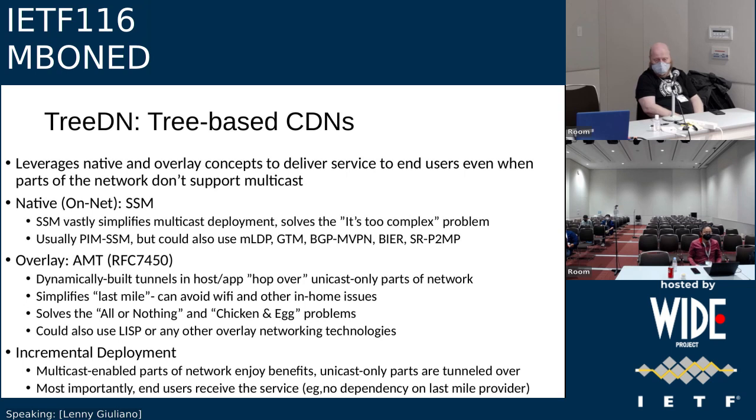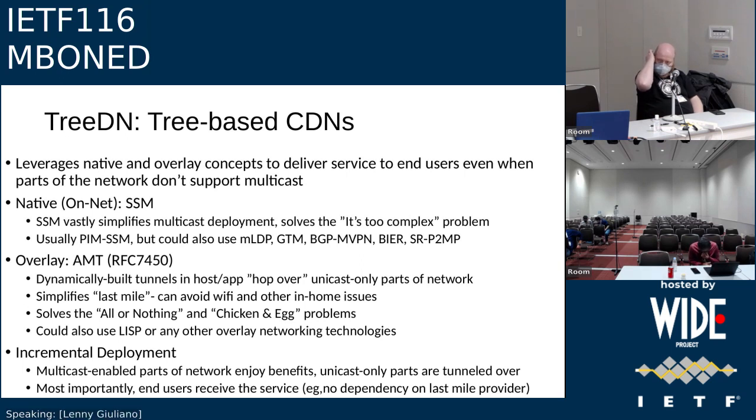So, in that way, it addresses the all or nothing problem. You now don't need every single hop supporting multicast. You can just tunnel over those parts of the network that don't. And the parts of the network that do, that have deployed multicast, get to enjoy the benefits of multicast. It also solves the chicken and egg problem because with AMT, pretty much every internet user becomes a potential viable multicast audience member.